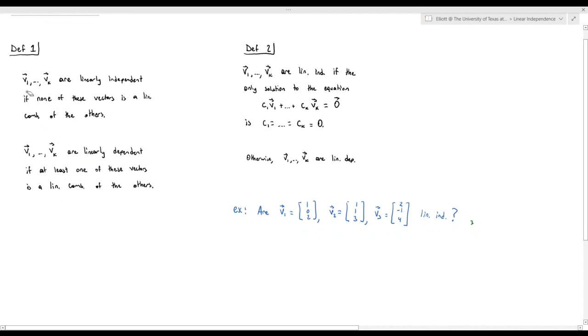So here I have vectors v1 through vk. These are linearly independent if none of these vectors is a linear combination of the others. Then the opposite notion would be that these vectors are linearly dependent if at least one of these vectors is a linear combination of the others.